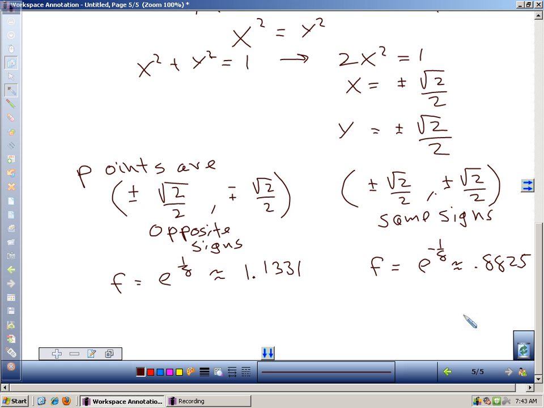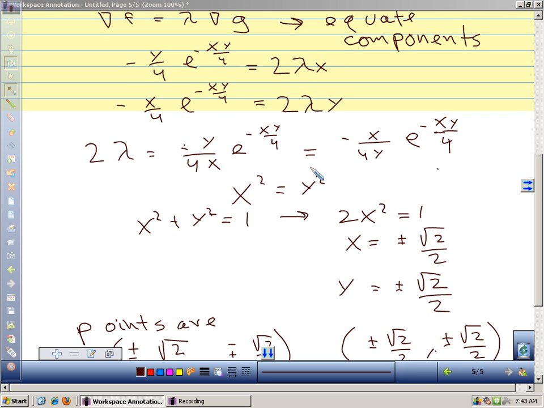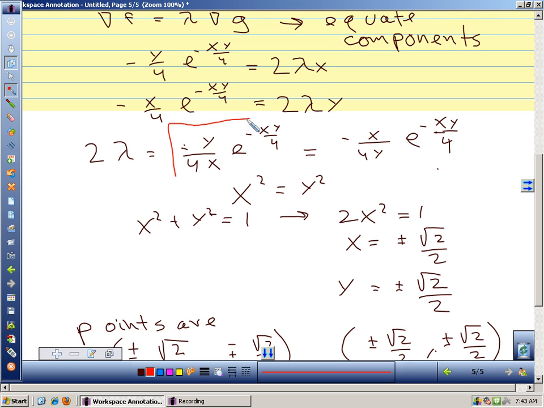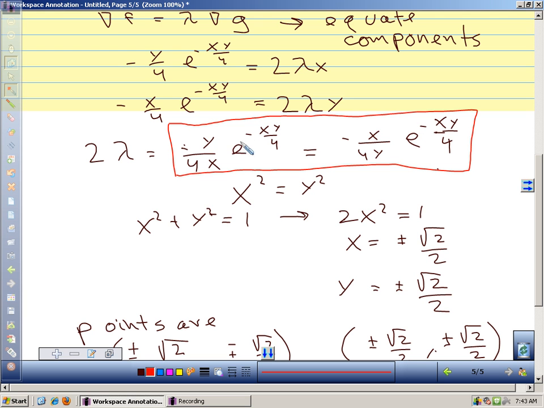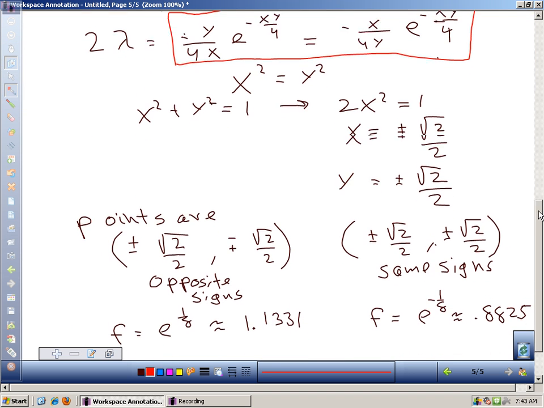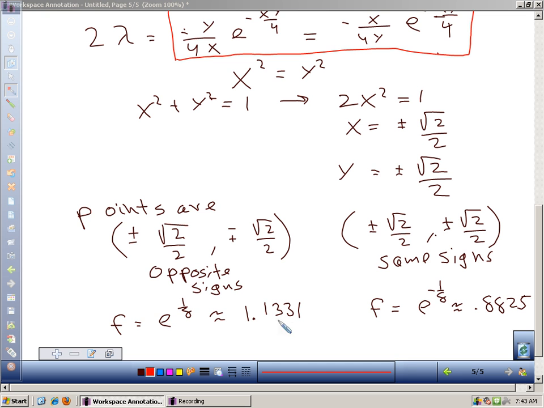Yes? Where did you get the x squared equals y squared? When I solve this equation, e to the minus xy over 4 is on both sides, so they cancel. Then I just cross multiply. The minus signs cancel and the 4's cancel, and I get x squared equals y squared. Okay? So these are the values on our constraint.